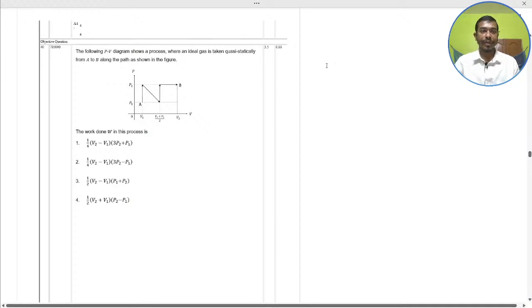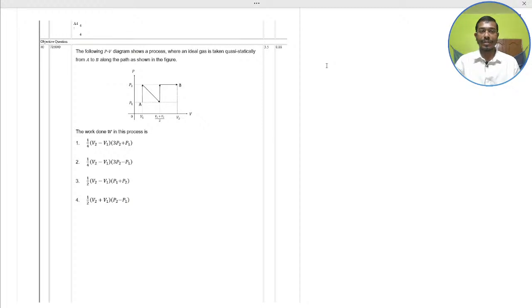Next question. The following PV diagram shows a process where an ideal gas is taken quasi-statically from A to B along the path as shown in the figure. What is the work done? This question is coming from the thermodynamics and statistical physics topic, first law of thermodynamics. That is a very important question. You have to find the work done.